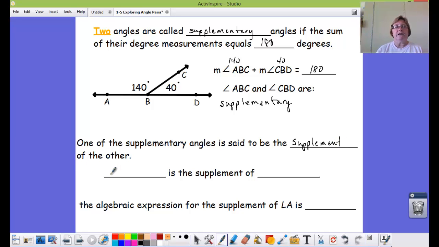It would be appropriate to say that angle CBD is the supplement of angle CBA. The algebraic expression for a supplement: instead of 90 degrees, remember they added up to 180. So the supplement of one of those angles is 180 minus its measure.